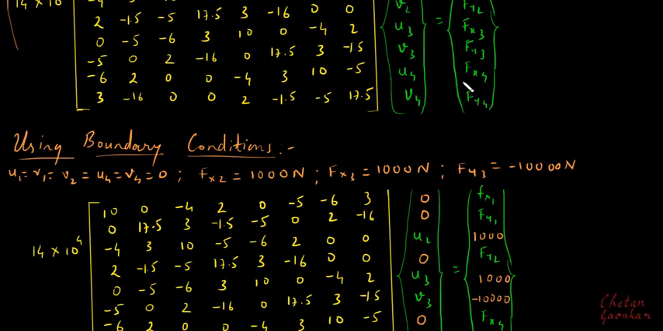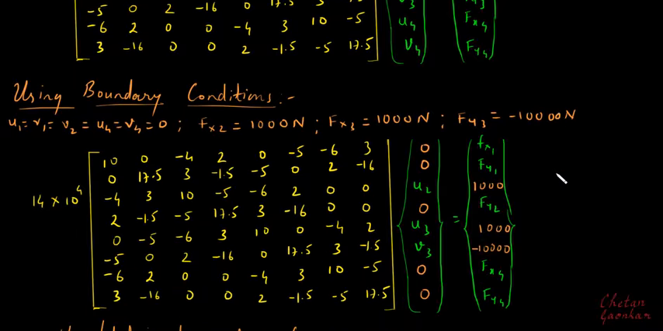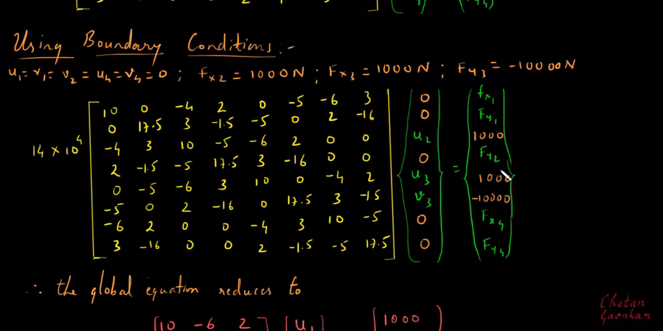So we had seen that u1, v1, v2, u4, v4 are 0, and fx2, fx3 come to be 1000 Newton, whereas fy3 comes to be minus 10,000 Newton. So in place of all these values, we'll have to substitute these values now. In place of u1, v1, I will substitute 0. In place of v2, I will substitute 0. In place of u4, v4, I will substitute 0. Similarly here, fx2 and then fx3, I will substitute 1000, 1000, and fy3 minus 10,000.